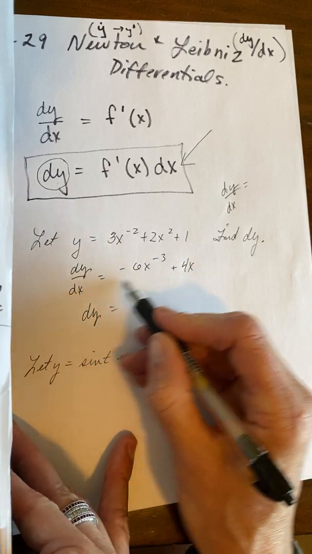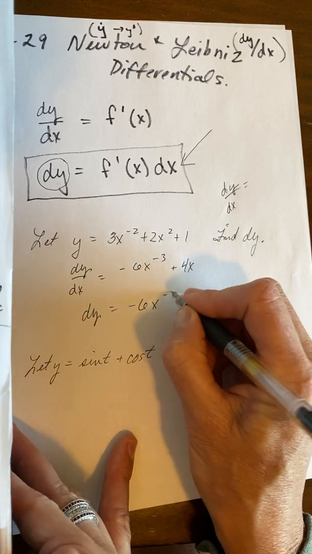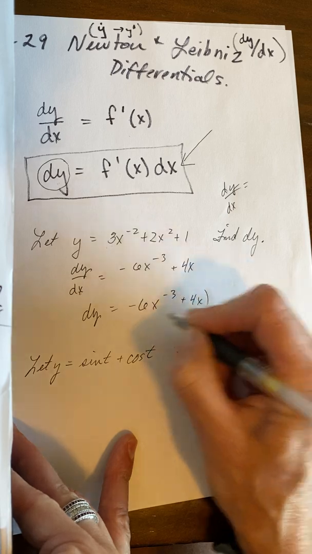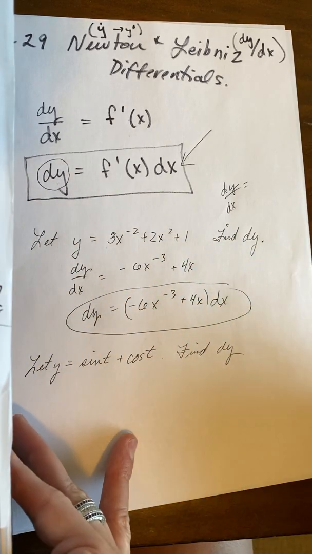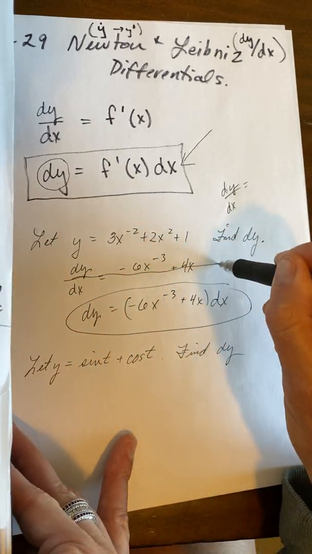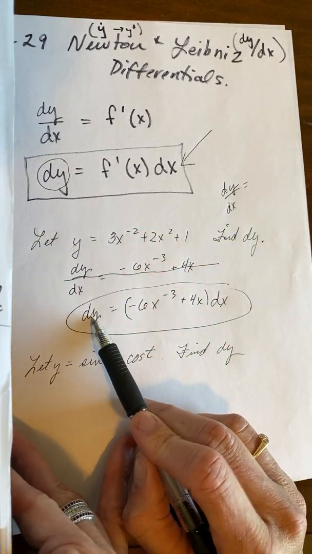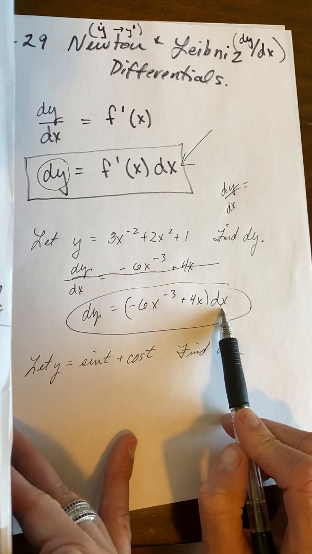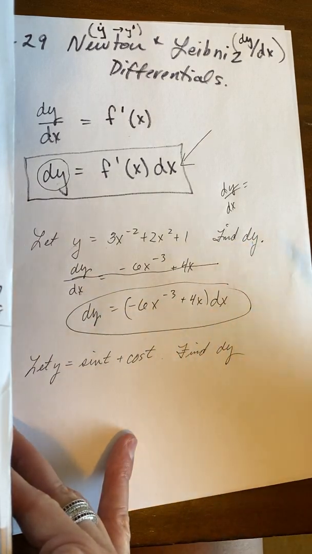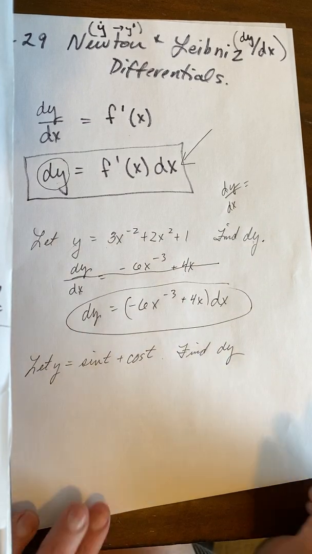So this dx gets multiplied over here. dx, and that is the differential. You don't have to show that step. You can just say dy is negative 6x to the negative 3 plus 4x dx. That is when we find dy. That's finding the differential. So you have to read these questions carefully.